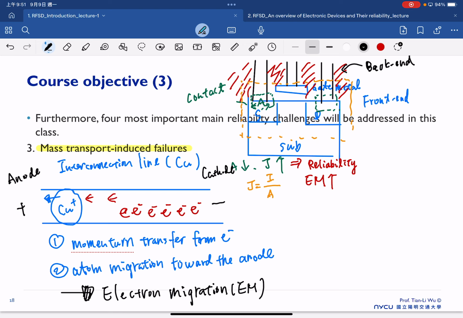So imagine now you apply the voltage here. That's the anode region. As we already know, we start to have electron movement inside this interconnection line. And from the previous knowledge, because of the momentum transfer, the copper atoms will start to move as well. So after a while, we will start to observe the copper atoms accumulating in a third region, for example in this place. So the copper will start to accumulate in this region.